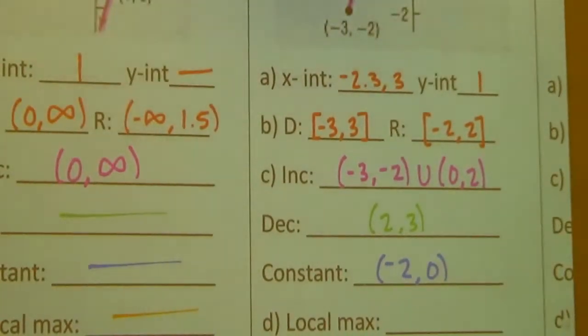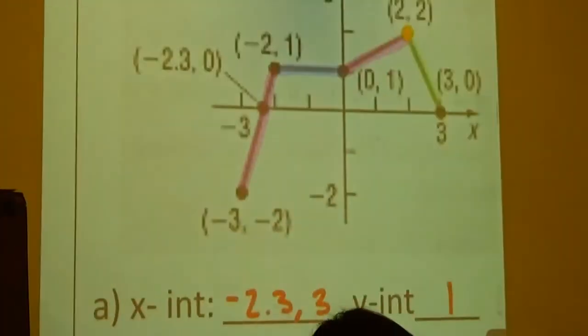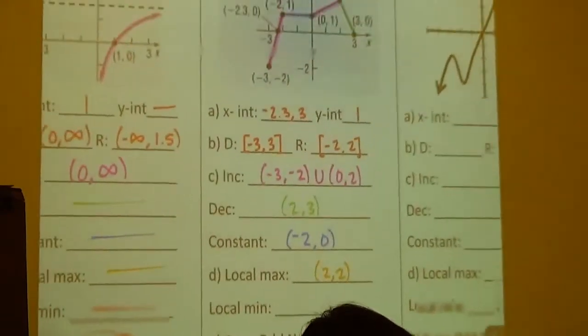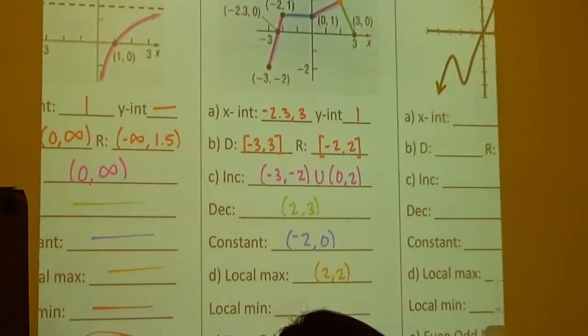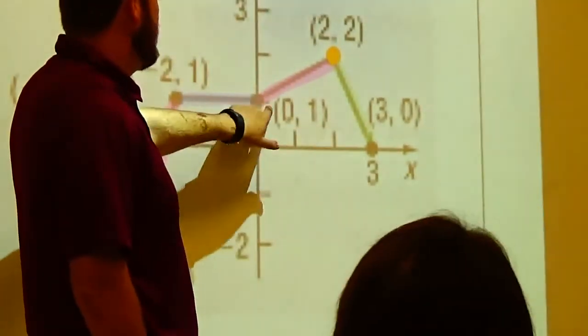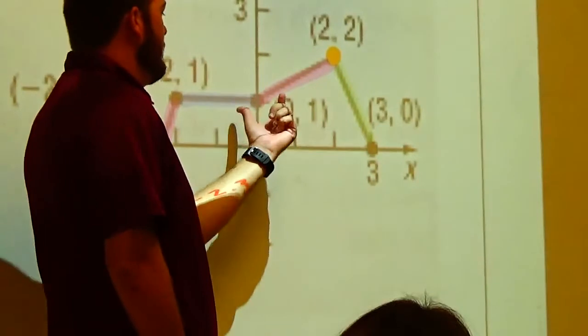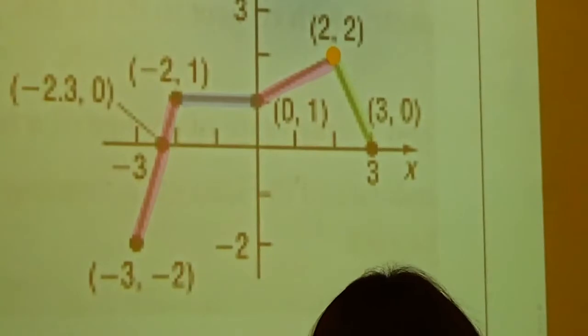All right, local maximum. 2, 2. What about local minimum? Correct, there aren't any on this one, because the 2 endpoints don't have anything to compare them with, and this point here is coming from a constant. So really, if you made an interval here, it's not the lowest point. So there are none in this one.